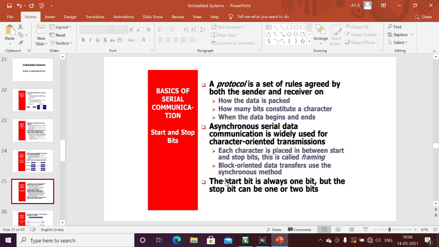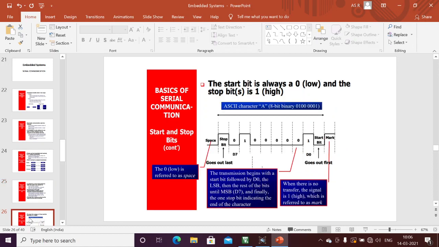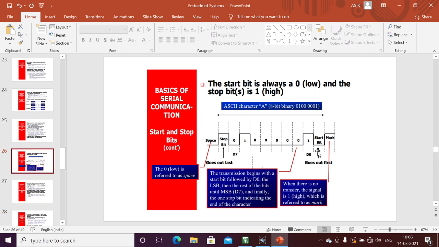The start bit is always one bit, and the stop bit can be one bit or two bits. In our 8051 microcontroller UART, we are using only one start bit and one stop bit. In asynchronous communication, the communication always starts with the start bit at logic 0, and always stops with the stop bit at logic 1. Here, logic 0 tells us that communication has started, and logic 1 means communication has stopped.